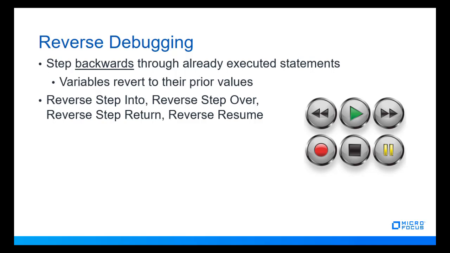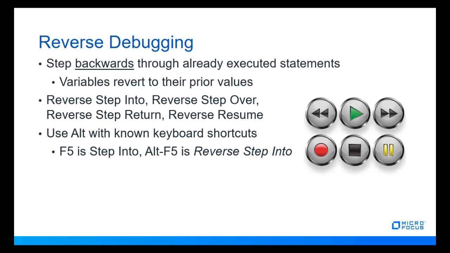If you have used the keyboard shortcuts for advancing execution in the debugger, adding the Alt key gives the reversed version. For example, F5 is the shortcut for step into, and Alt F5 is the shortcut for reverse step into. As we'll see shortly, breakpoints set in the debugger also affect reverse execution. Running full speed in reverse, launched with reverse resume, will stop when a breakpoint is encountered, just as with forward execution.